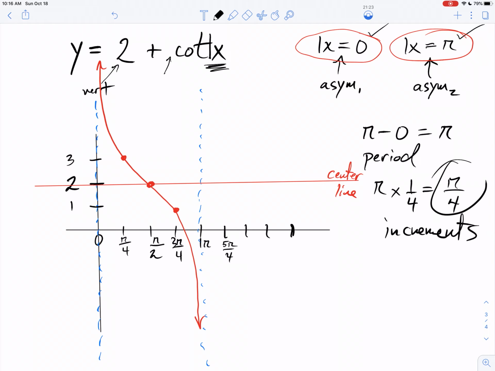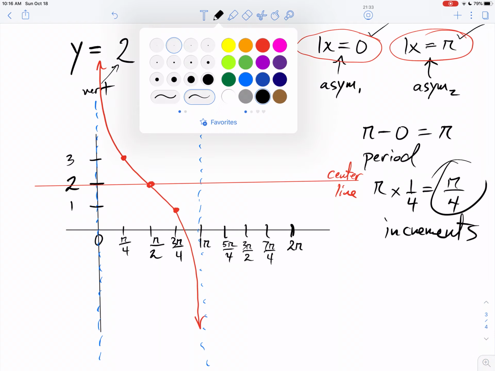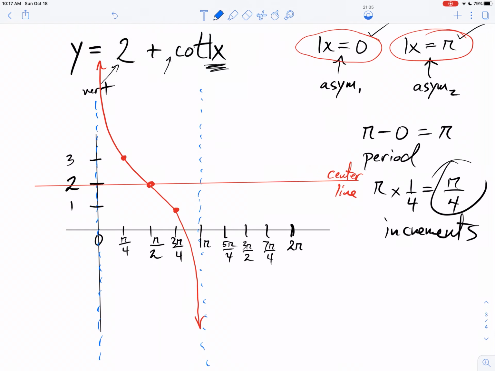So think about it. I'm going to reduce this one. 6 pi fourths, I'm going to call it 3 pi halves. 7 pi fourths, I'm going to leave alone. 8 pi fourths is 2 pi. And I'm going to grab my blue pen. I'm going to put my asymptote there.